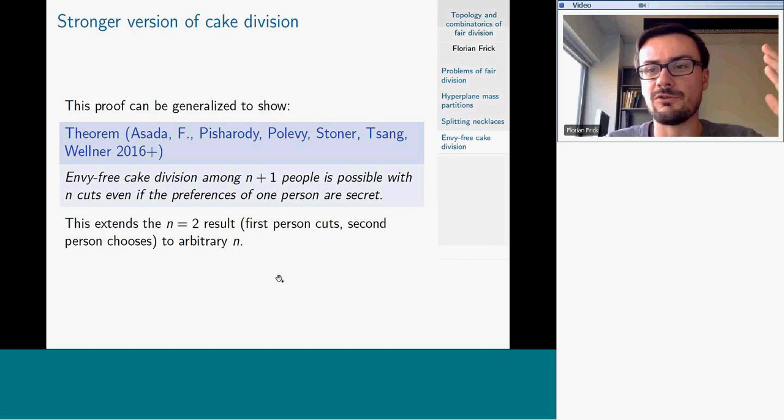Perhaps it's the person whose birthday it is, and you want to cut the cake before going over to their house, right? So if these preferences are unknown, you can still cut it in a way that people can choose pieces, and everybody is not jealous of anyone else, including the first person.